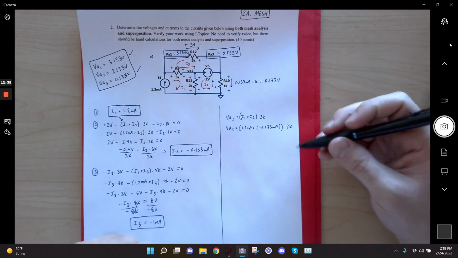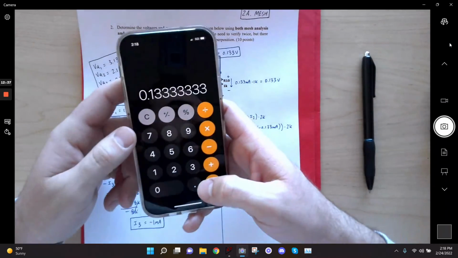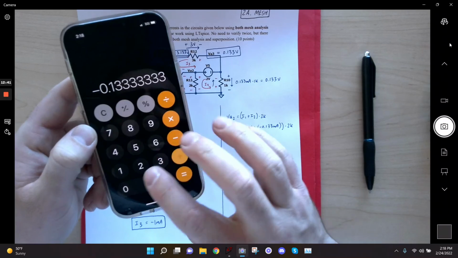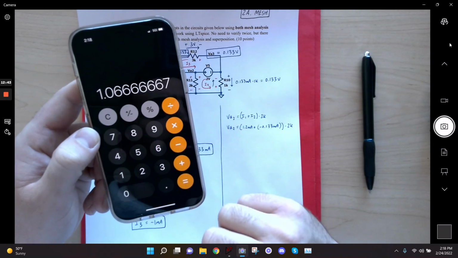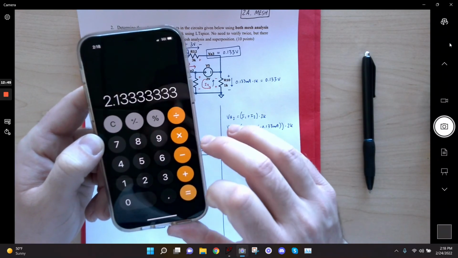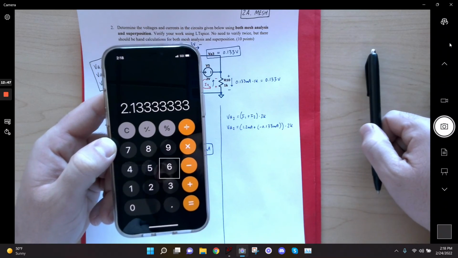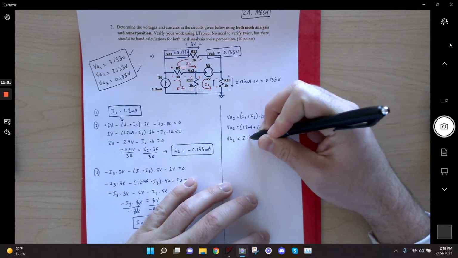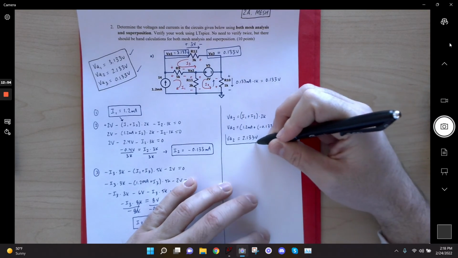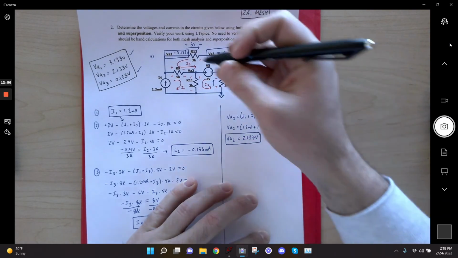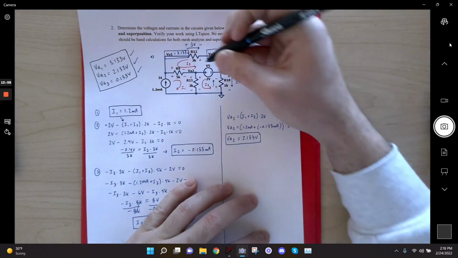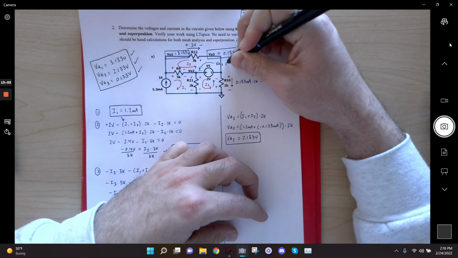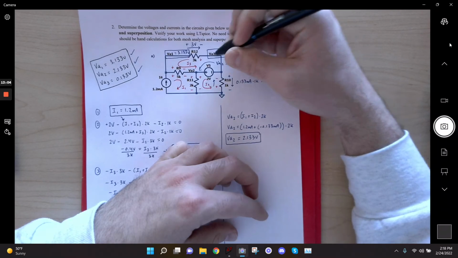And so if I shove this in my calculator, I have to make that a negative. I add 1.2, and then I multiply it by 2. So my voltage is going to be 2.133 volts, right? Which is exactly what I would have expected because that's what Spice got. So this voltage right here, VA2, is 2.133 volts.